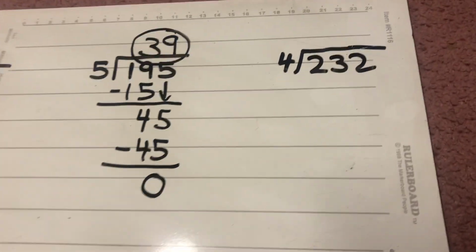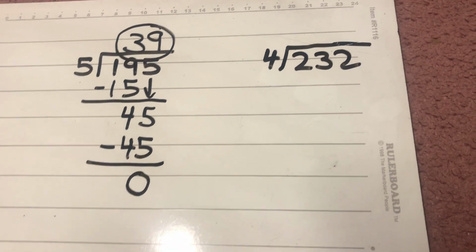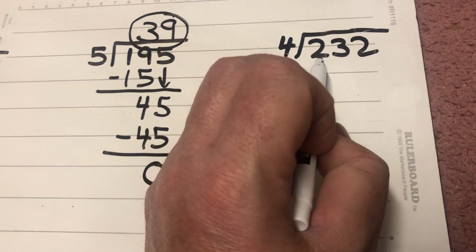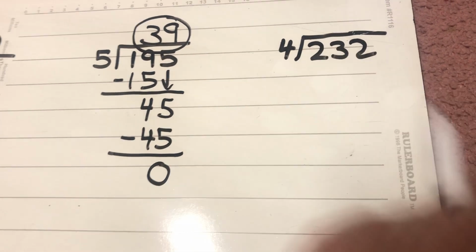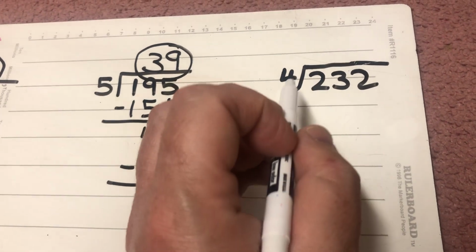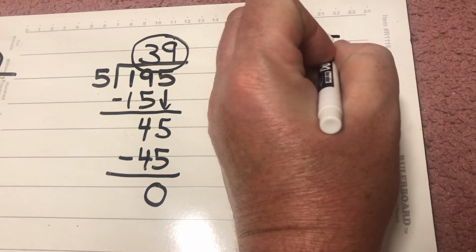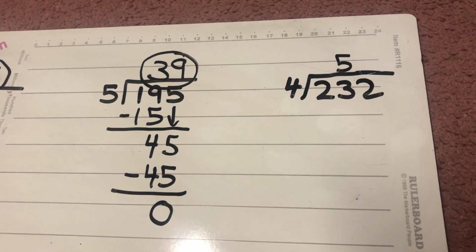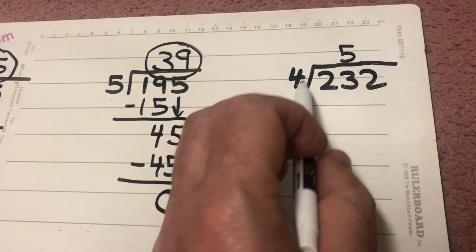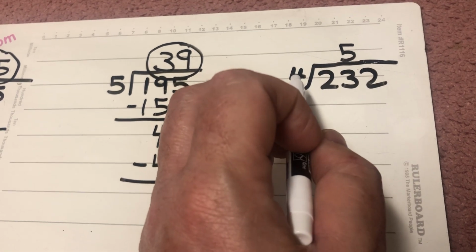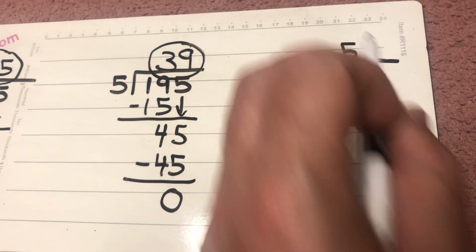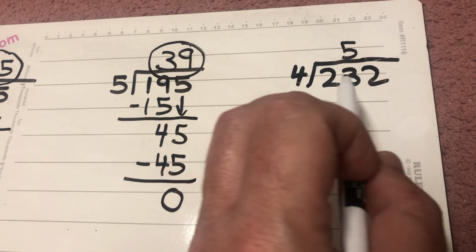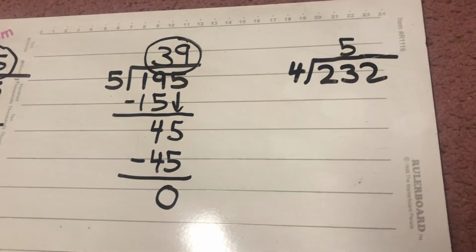Moving right along, 232 divided by 4. Once again, 4 cannot go into 2, but 4 can go into 23. 4 can go into 23, I believe, 5 times. And so I put my 5 above the 3, not above the 2, because I don't want to say that 4 can go into 2 5 times. I want to say that 4 can go into 23 5 times.